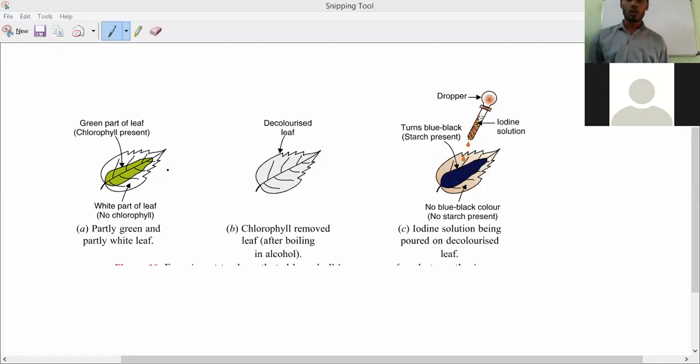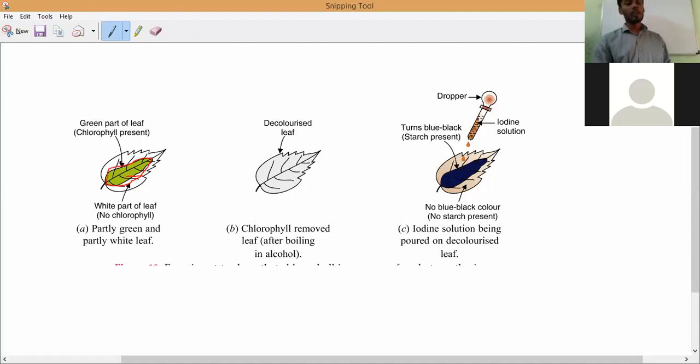I have kept it in the dark room and removed all the starch, de-starched the plant, and later I kept it 3 or 4 days in direct sunlight, so that what will happen? Photosynthesis reaction will take place. After that, I have to remove that leaf from the plant. This is one leaf of that plant. Now here in the middle, this light green color is indicating what? Who is present here?